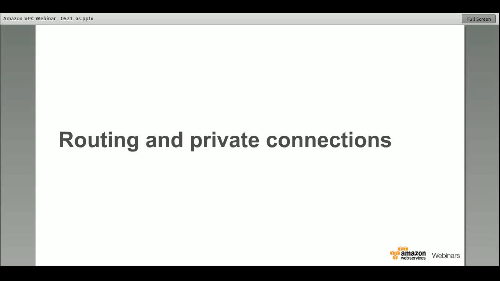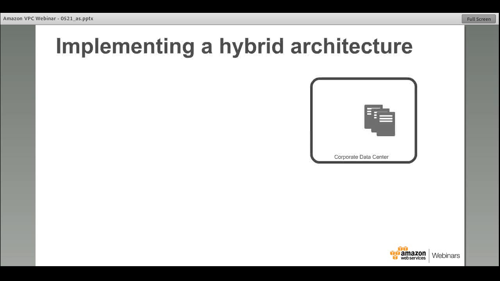So now I'm going to begin talking about routing and private connections. One of the benefits of virtual private cloud is the ability to use routing and private connectivity to implement a hybrid architecture where parts of your application may run in a corporate data center or an off-premises location, and other parts run in VPC. We see customers running in a variety of modes, some where most of the application runs in a VPC but may use resources from a remote data center, and others where the balance is different.